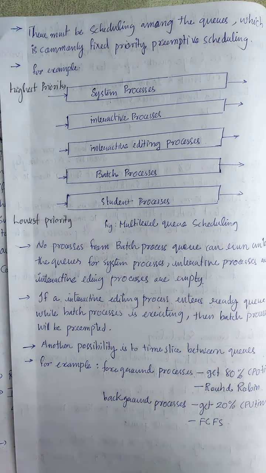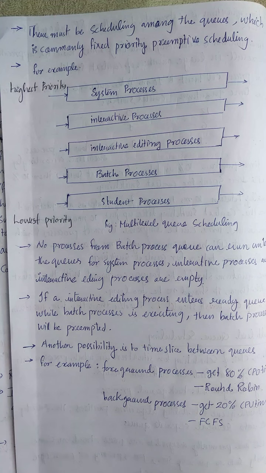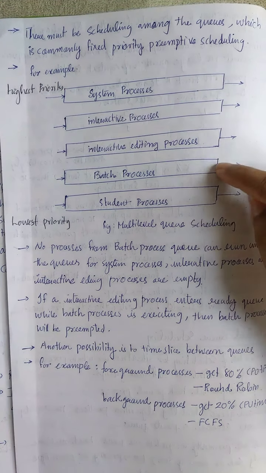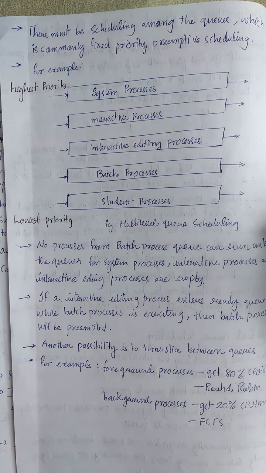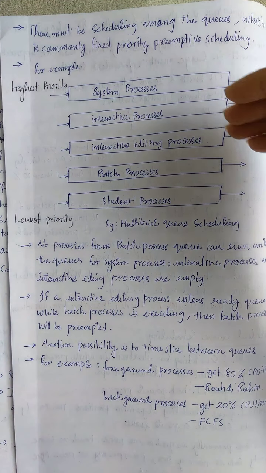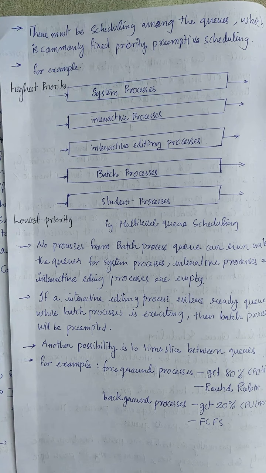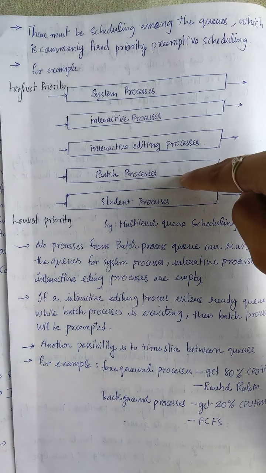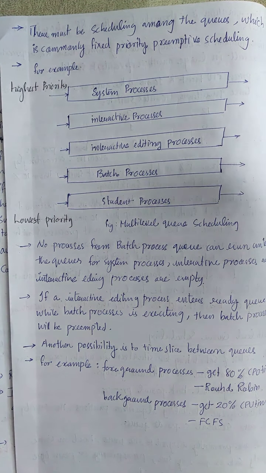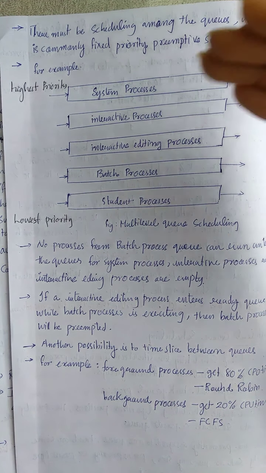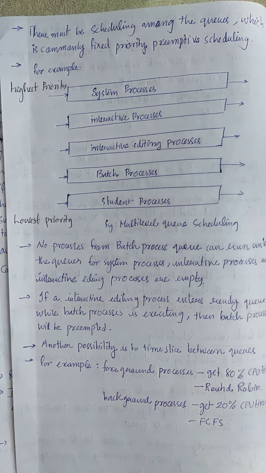Now consider if a process is running in the batch queue and a new process enters. This process is classified as an interactive editing process, so that has a higher priority. So what happens? The process in the batch queue will be preempted and the process that has come into a higher priority queue is executed. Another possibility of preemption is that you can allocate time slices.